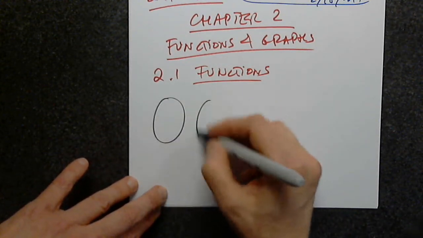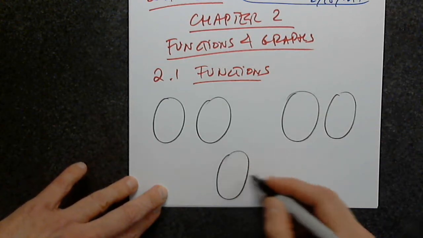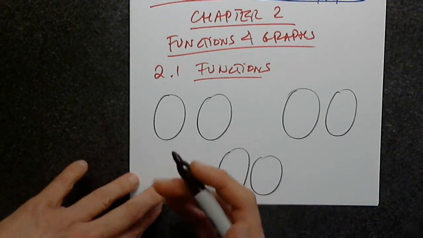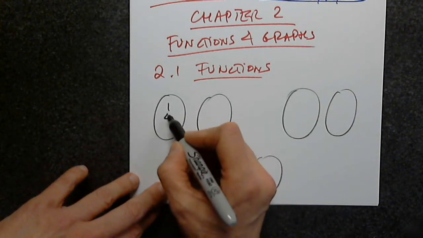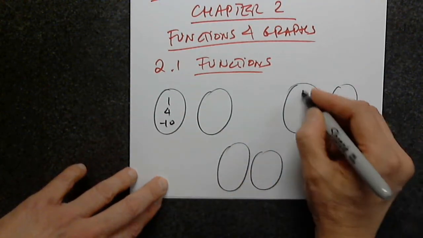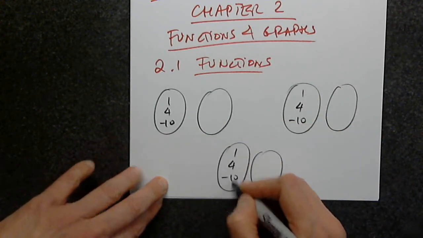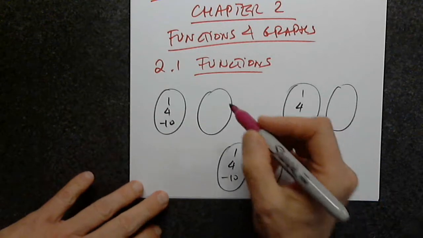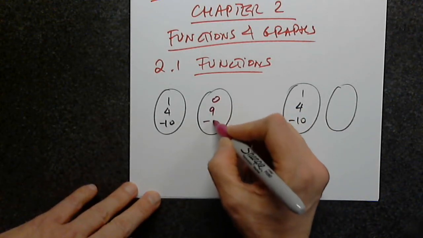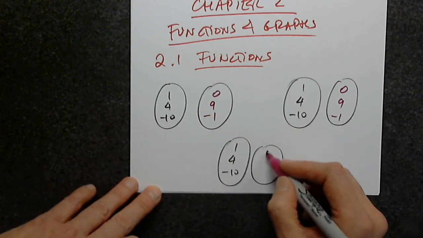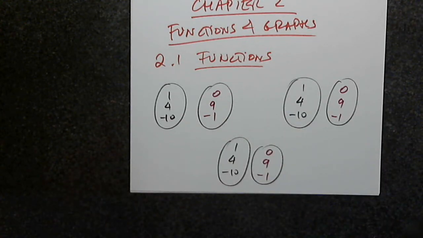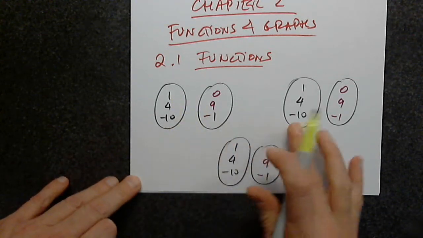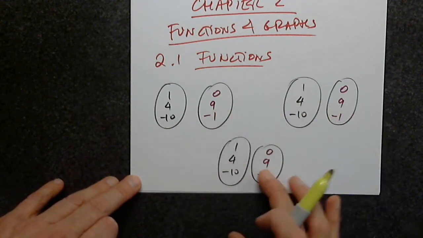Okay. So we're going to look first at 3 sets of bubbles. They are paired. And I'm going to put some numbers in the first set. Let's say 1, 4, and -10 in all of them. And in the second set, give me 3 numbers, any numbers you want, it doesn't matter. 0, 9, and -1. So this is called the first set, and this is called the second set.